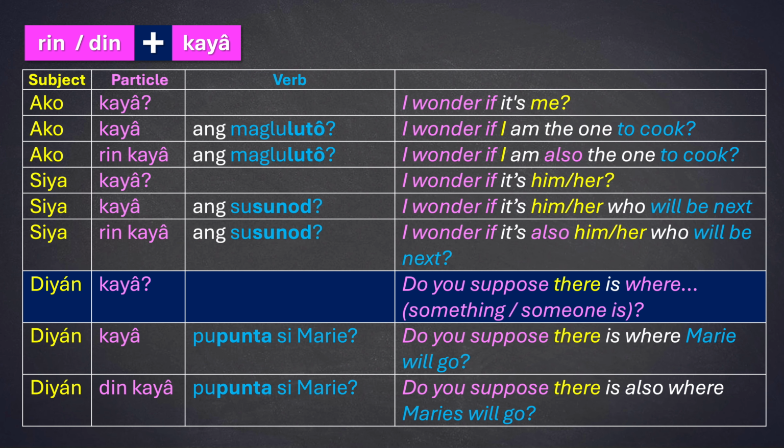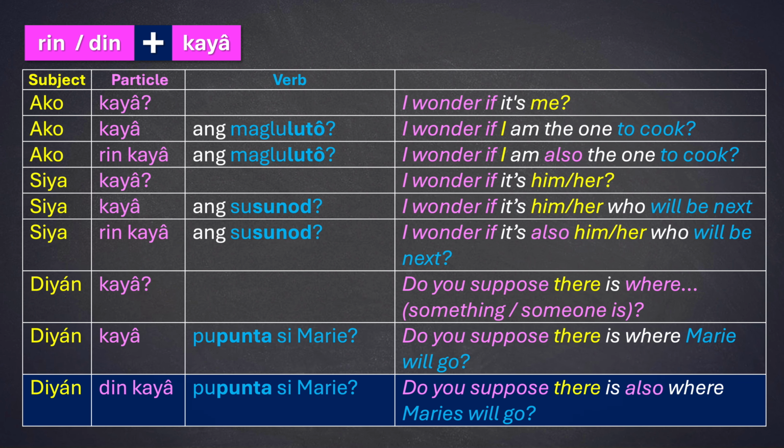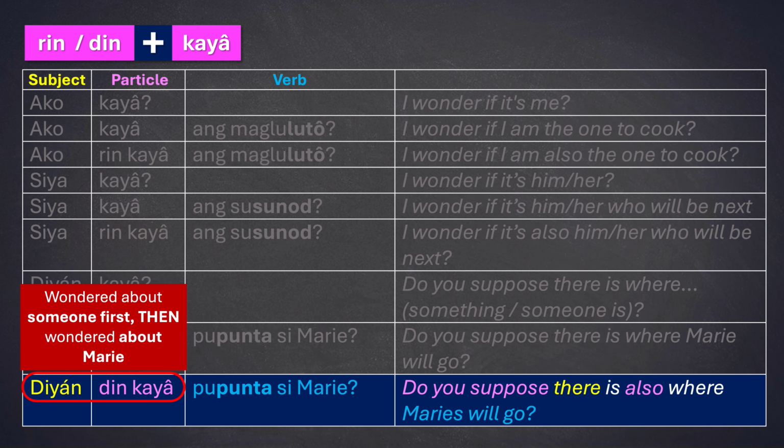Diyan kaya? Do you suppose there is where something or someone is? Diyan kaya pupunta si Marie? Do you suppose there is where Marie will go? Diyan din kaya pupunta si Marie? Do you suppose there is also where Marie will go? It assumes that the speaker wondered about where someone went, then wondered where Marie is going.